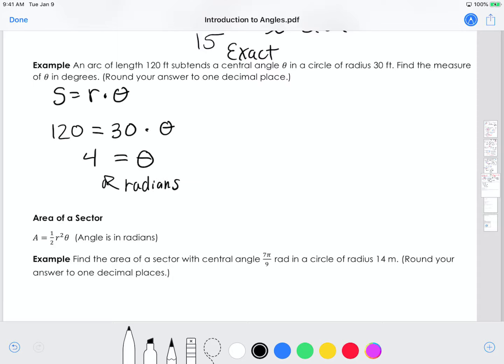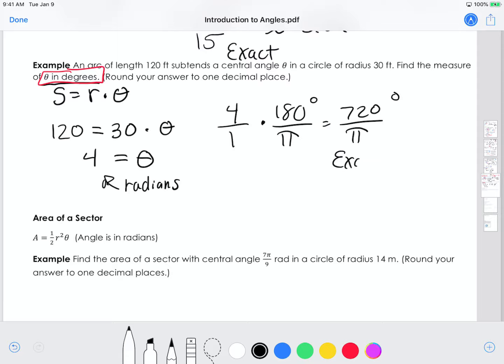The question asks us to give the answer in degrees. See, it says up here, give the answer in degrees. So I want to take 4 radians and change that to degrees. Now, if I want degrees, I need to make sure the 180 is on top and the pi is on the bottom. That way I can cancel my radians. So I'm going to take 4 times 180, and that's going to give me 720. And then on the bottom I have 1 times pi, which is pi, and this is in degrees. This would be my exact answer.